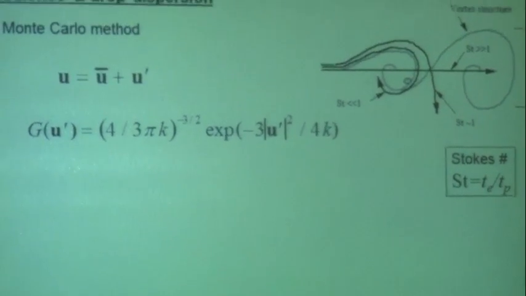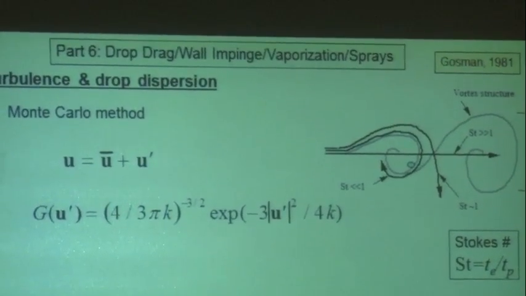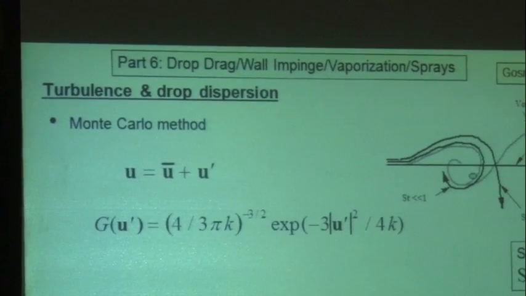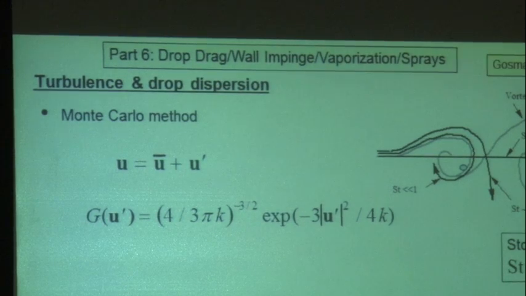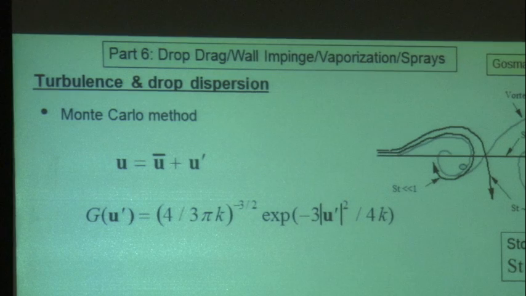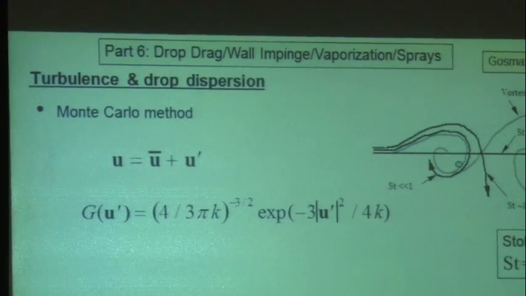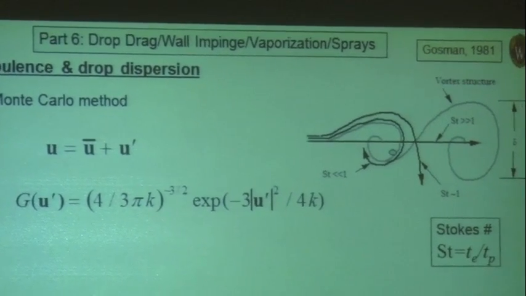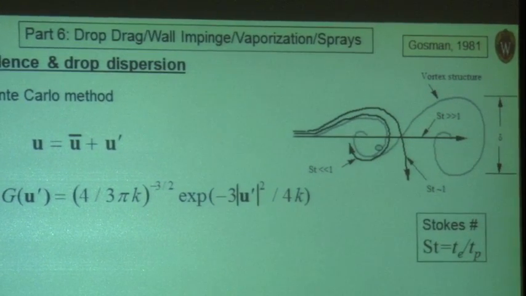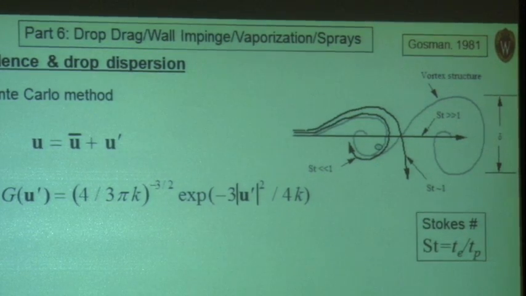So the other interesting effect that is seen in a practical spray is the dispersion of the droplets. So you inject a bunch of droplets in a certain direction, and what you'll find is they will basically separate out and disperse. And that is modeled using the Monte Carlo method that's based on the turbulence field. And this was introduced by Gosman some years ago.